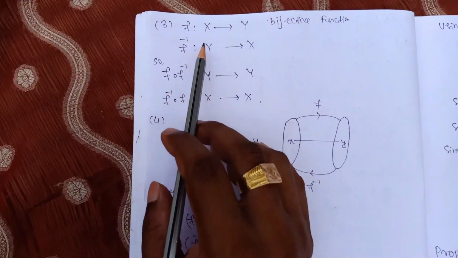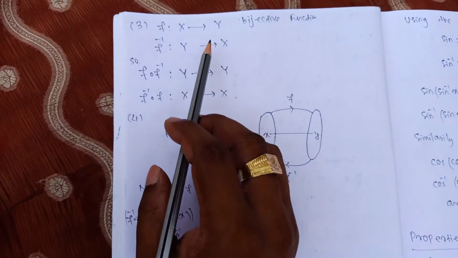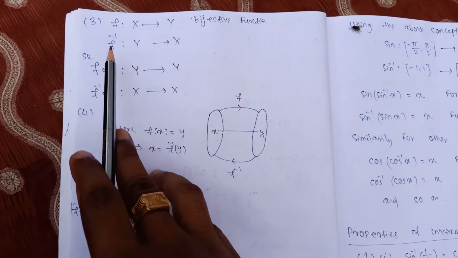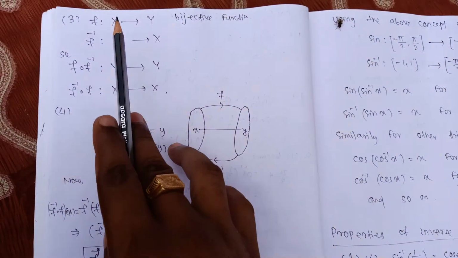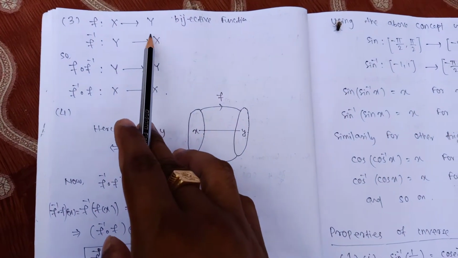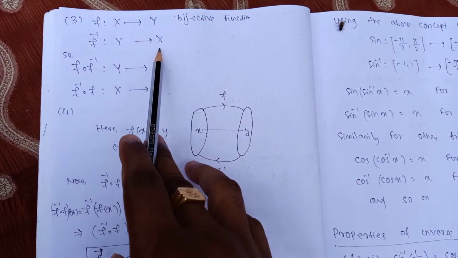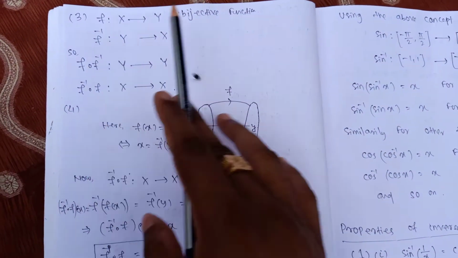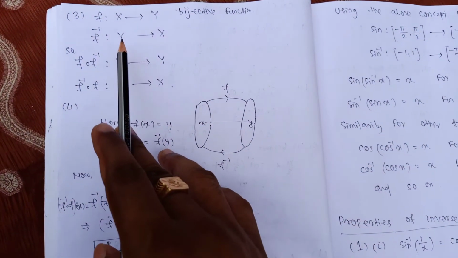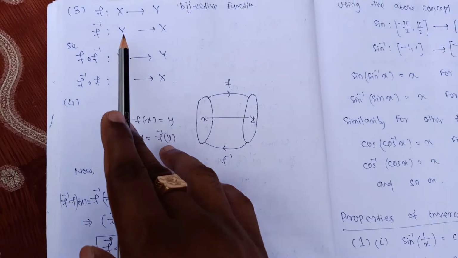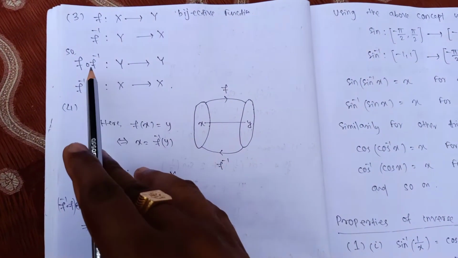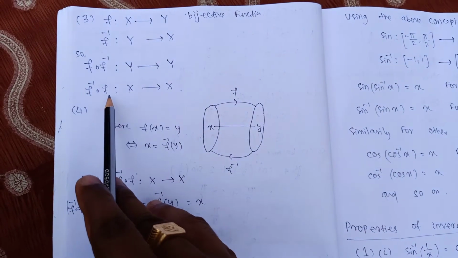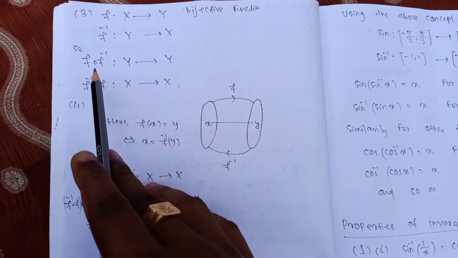Now come to the third one. Given f is a bijective function from x to y, that means f inverse exists, and that f inverse is always from y to x. If f is from x to y, then definitely f inverse is from y to x. So now you have two functions, f and f inverse. Now we can have two types of composition. One is f composed with f inverse, and the other is f inverse composed with f.